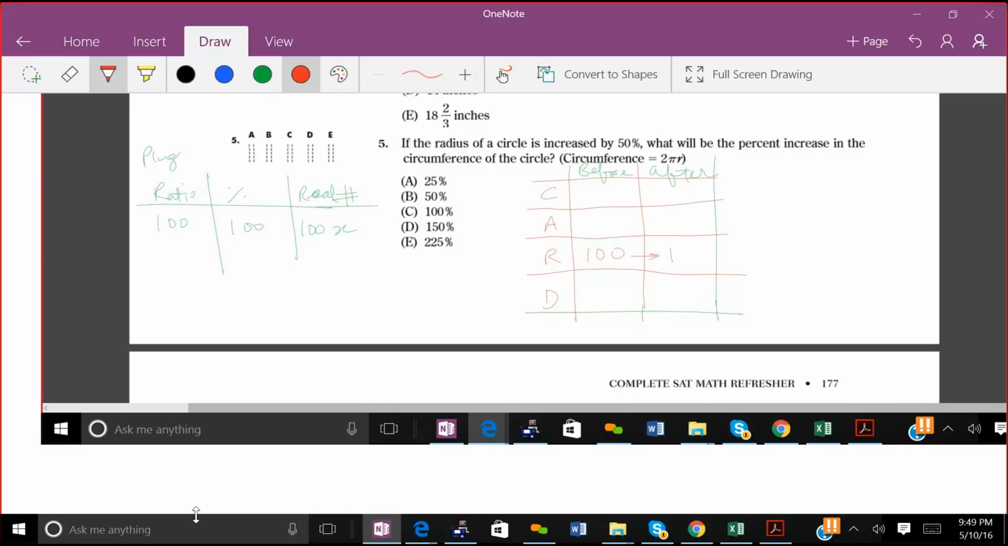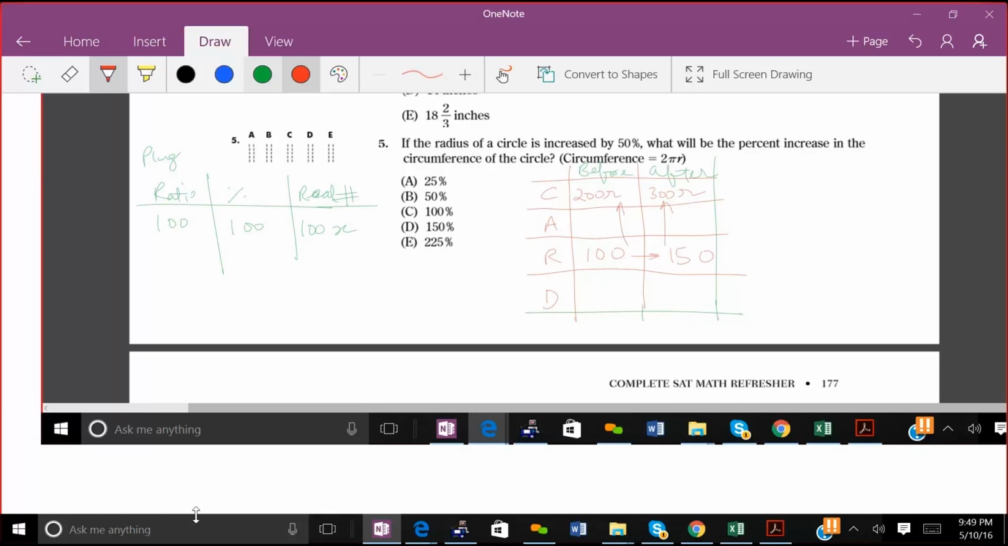It will be 150. Make sense? Yeah. And then 2 pi r, like you said, should be 200 pi. 2 pi r here should be 300 pi. Make sense? Yeah. Okay. So the 4th step would be the COP method.